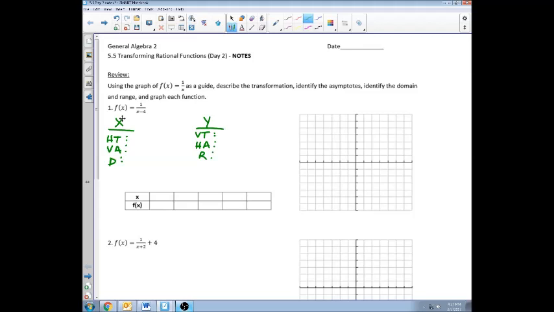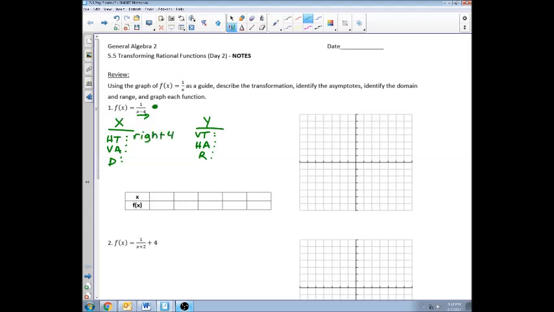So now what I need to do is look and see what kind of movement I am going to have. If it is underneath the fraction bar, then it's going to be my horizontal translation. If it's outside the fraction bar, then it'll be my vertical translation. On this problem, it is underneath the fraction bar. Remember, if it's underneath the fraction bar, we go opposite of the number. Since it's negative, I'm going to move to the right. So my horizontal translation will be right 4.